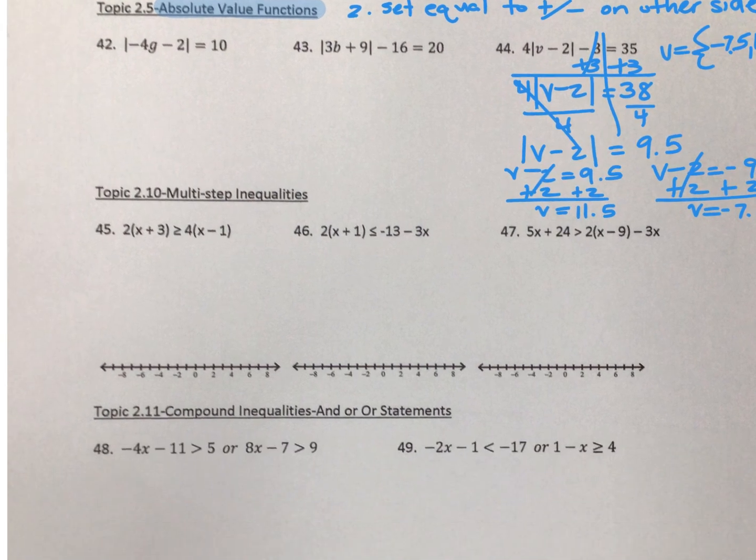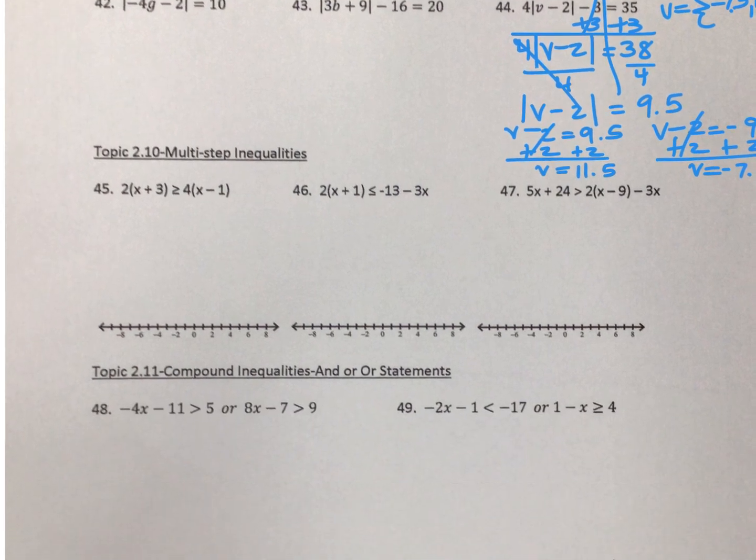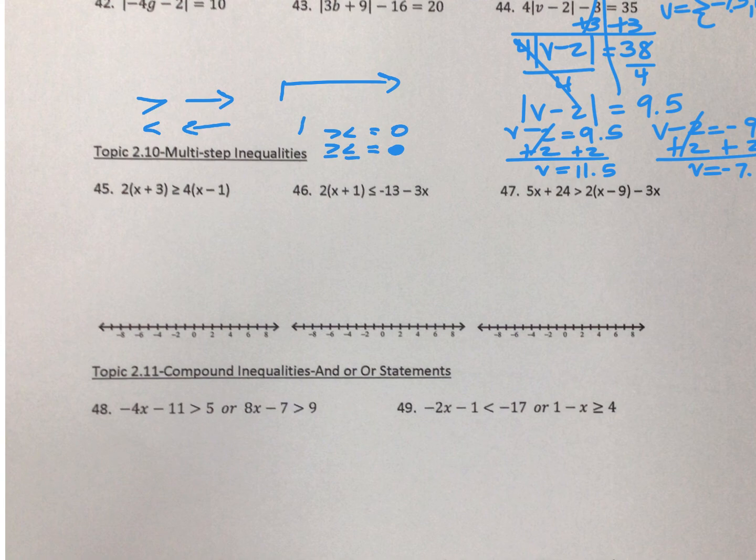Okay. Multi-step inequalities. Couple of rules here. Greater than or less than equals an open dot. Greater than or equal to, less than or equal to equals a closed dot. And the inequality symbol always points to the direction that you shade. That's important. So if I have greater than, that's pointing to the right, which means I'm going to shade to the right. If I have less than, that's pointing to the left. So I'm going to shade to the left.